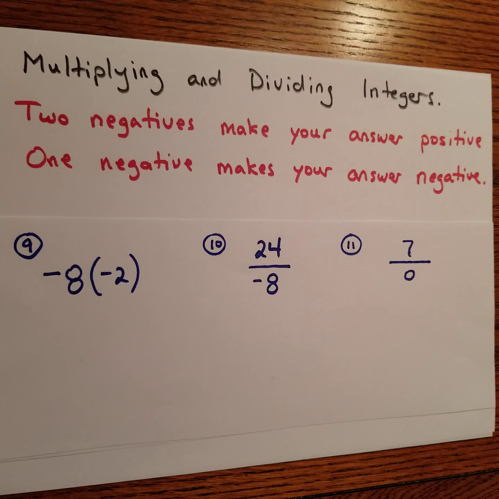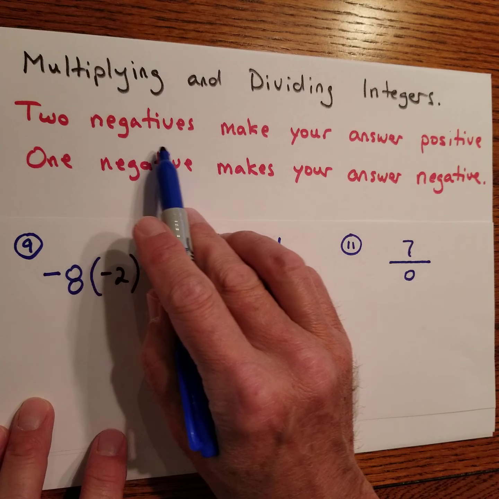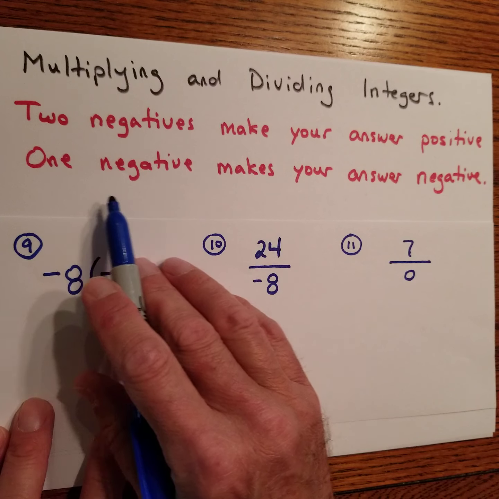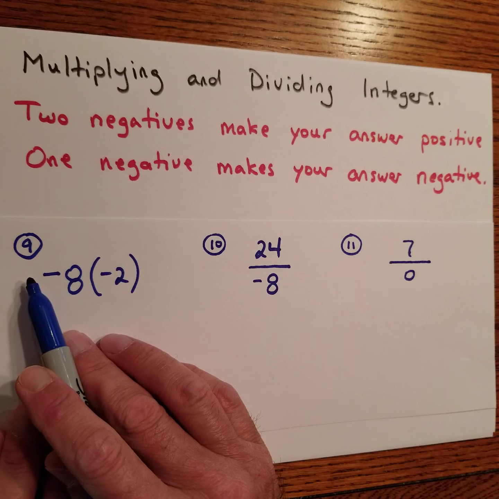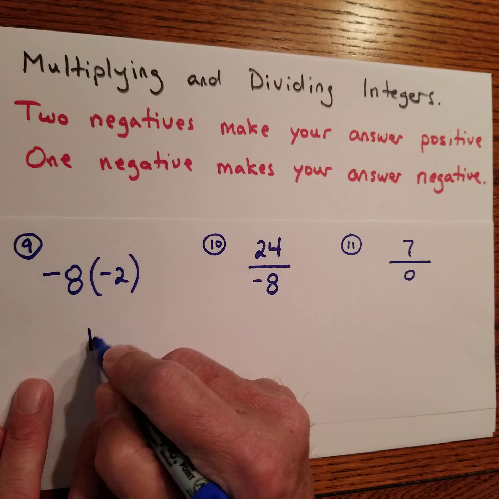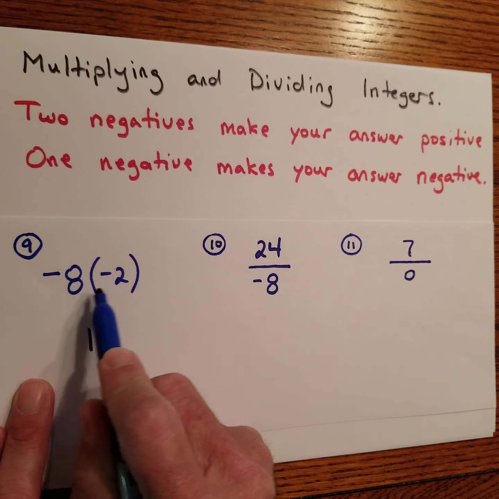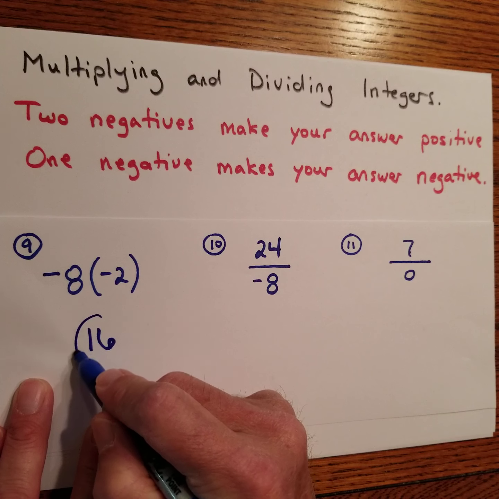We've been doing very well on multiplying and dividing integers. We like to say 2 negatives make a positive. 2 negatives make your answer positive. 1 negative makes your answer negative. Look at number 9. I know 8 times 2 is 16. And when I multiply with 2 negatives, it makes my answer positive.